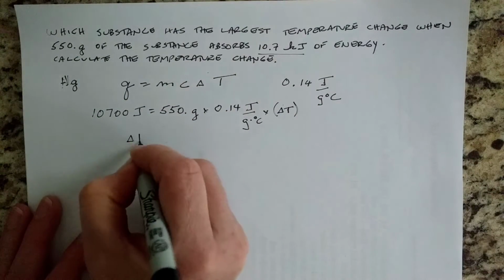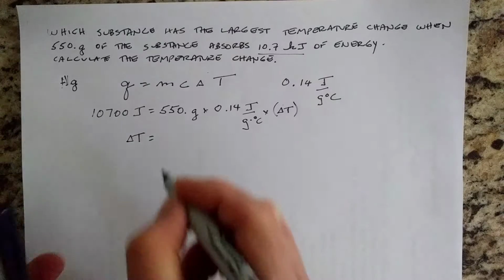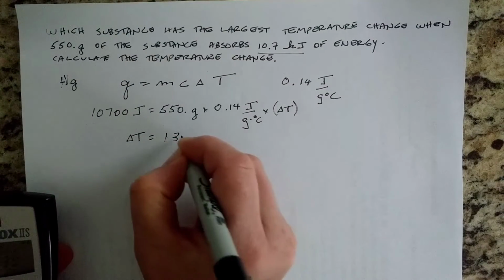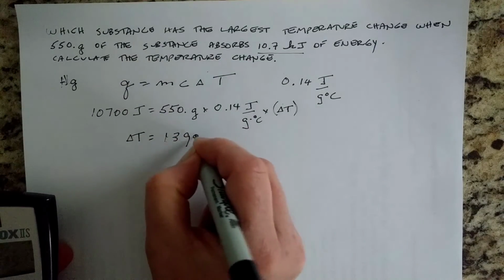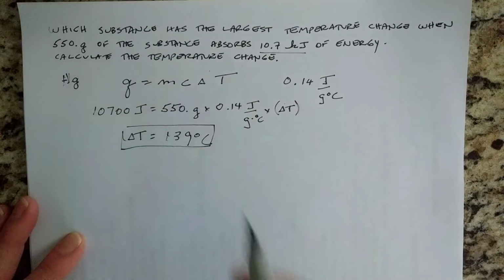Solve for delta T, and we get 10,700 divided by 550 divided by 0.14 equals, and we get 139 degrees C. So that is our temperature change.